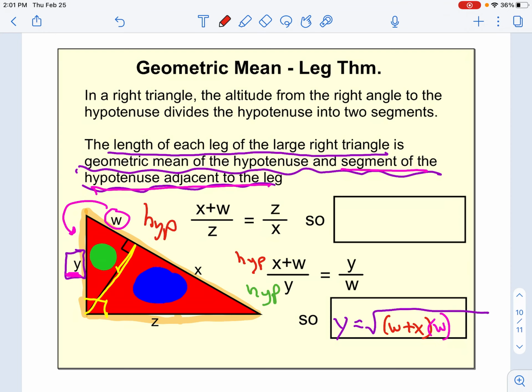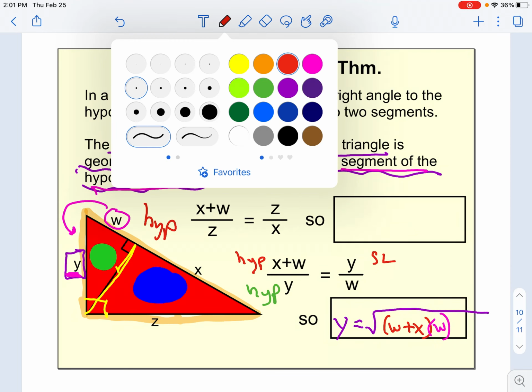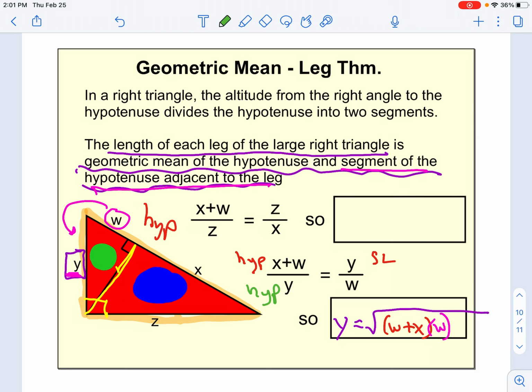In the red triangle, the Y is the shorter leg compared to the shorter leg in the green triangle, which is W. And so we're still using that same idea of similar triangles and setting up corresponding ratios and forming true proportions. And that's why that Y value, that leg, is the geometric mean of the hypotenuse compared to the part of the hypotenuse that it's adjacent to. And the same is true for the other leg.